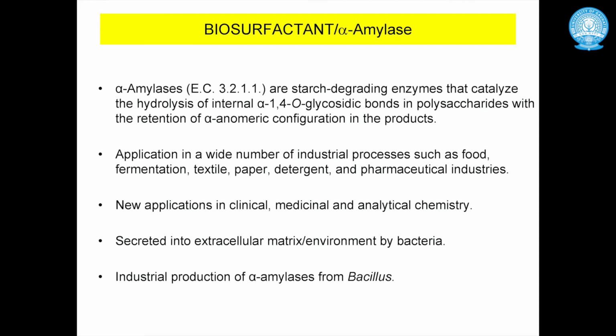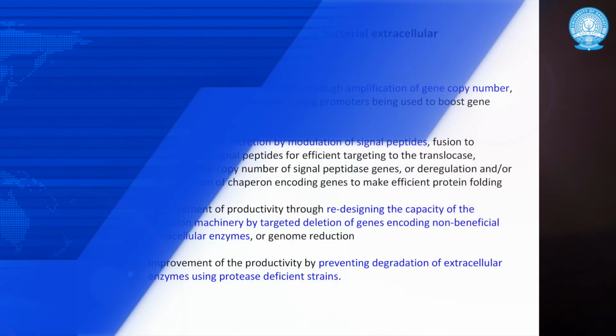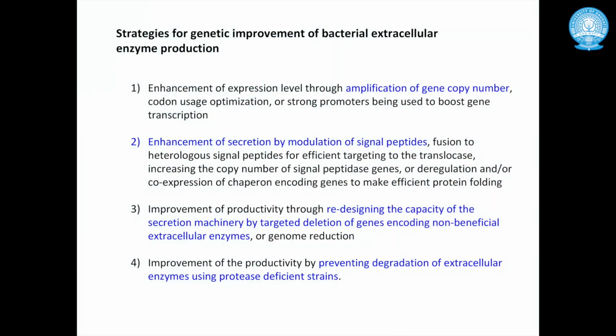Now for a protein, unlike that of green fluorescent protein, for other proteins which are particularly extracellular proteins, extracellular enzymes, some of the strategies for genetic improvement are listed out here. The first strategy is to enhance the expression of the gene encoding extracellular enzyme through amplification of gene copy number. The gene copy number is increased, and thereby we get increased expression of the enzyme, that is extracellular enzyme.